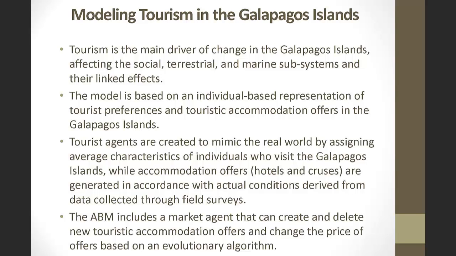Given that boats can only accommodate so many people, certain boats have certain tracks, how do you put all that in an agent-based model so that you can allow the agency to change the nature of offers and the agent to understand what they want, the cost of that, and how all this basically settles out within an agent-based model. So, the agents include market agents that can create and delete new tourist operators and offers, and change the price of offers based on evolutionary algorithms. So we do use that, and that's kind of a new introduction in some of our work.